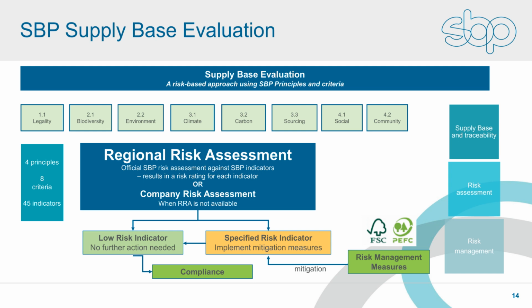To summarize, and again, this is the high-level view, the supply base evaluation is a structured journey. Define the supply base and establish traceability. Assess the risks, either through an SBP regional risk assessment or your own company risk assessment. Then manage any specified risks until you can demonstrate that all feedstock going into your SBP certified biomass is compliant. With that big picture in mind, let us now unpack each of these elements in detail.